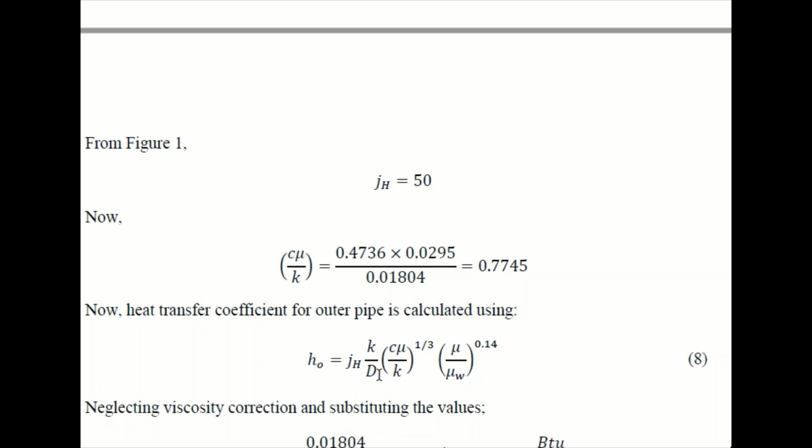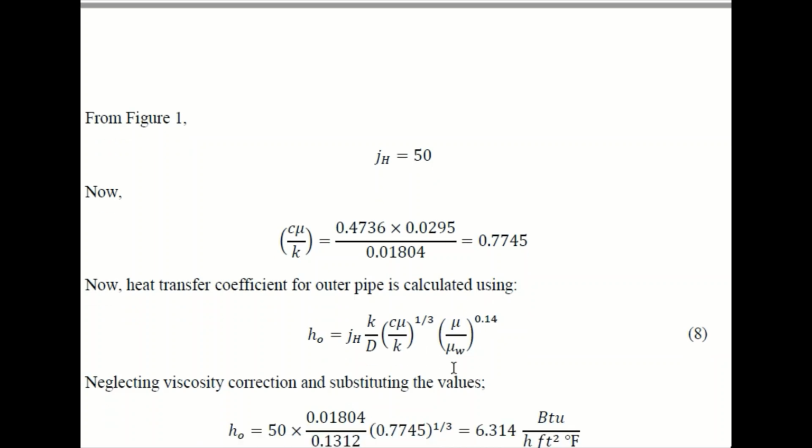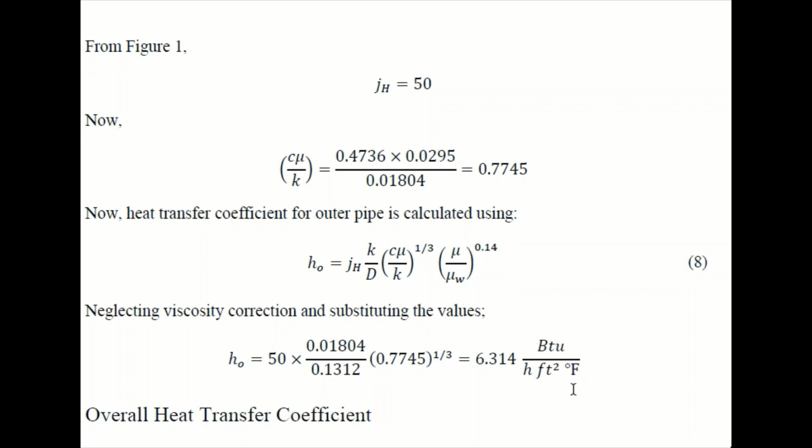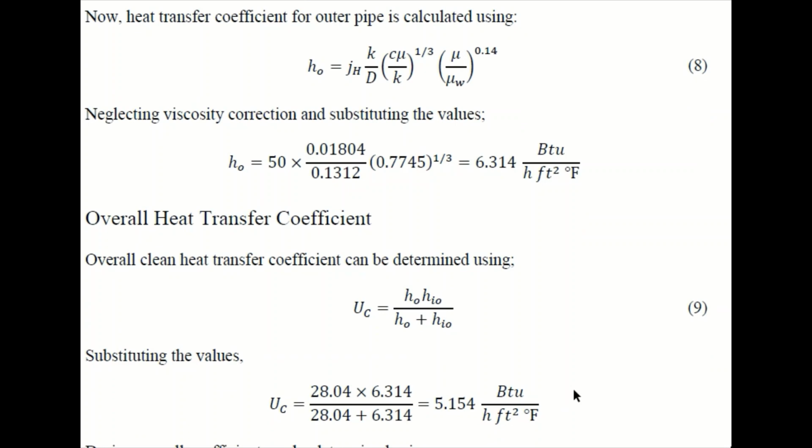So we just need to substitute these values. Again we can neglect the viscosity correction. So substituting these values, we obtain the outer pipe heat transfer coefficient as 6.314 BTU per hour feet square degree Fahrenheit. Then we need to find the overall heat transfer coefficient.